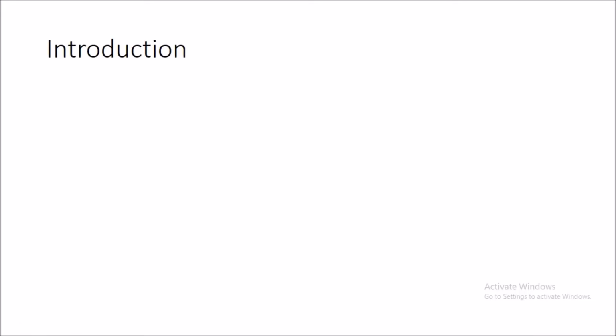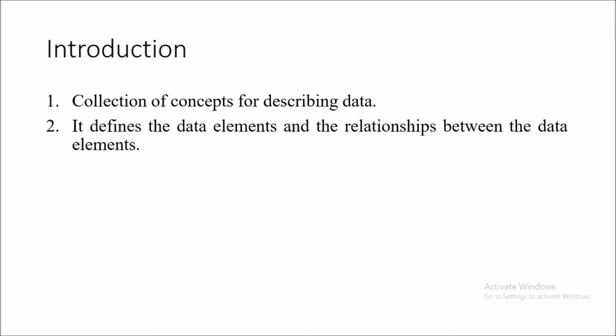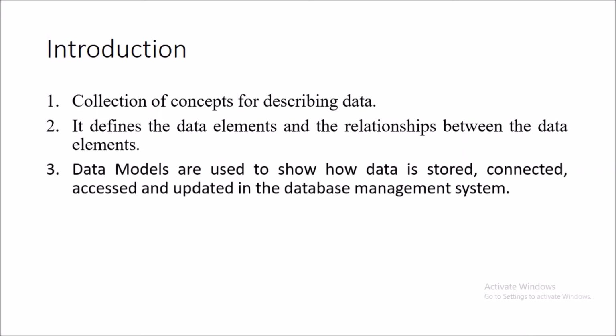What is data models? Data models is a collection of concepts for describing data. So a data model defines the data elements and the relationship between the data elements. Here data models are used to show how data is stored, connected, accessed, and updated in a database management system. So a data model gives us an idea of how the system will look after its whole implementation.